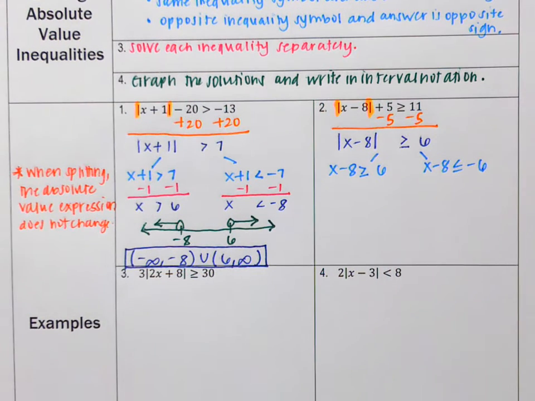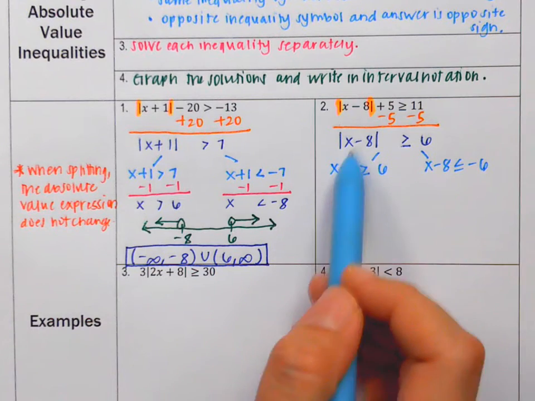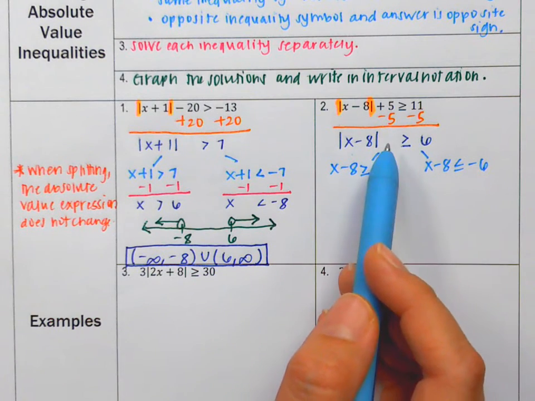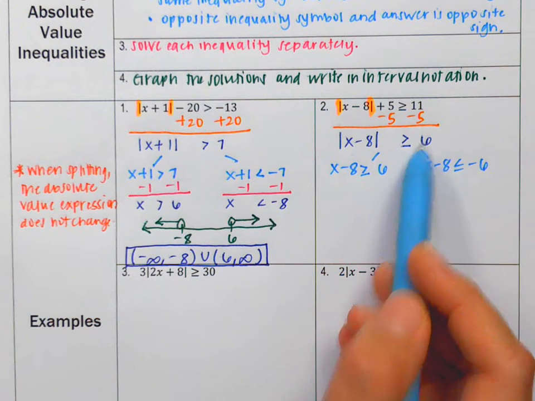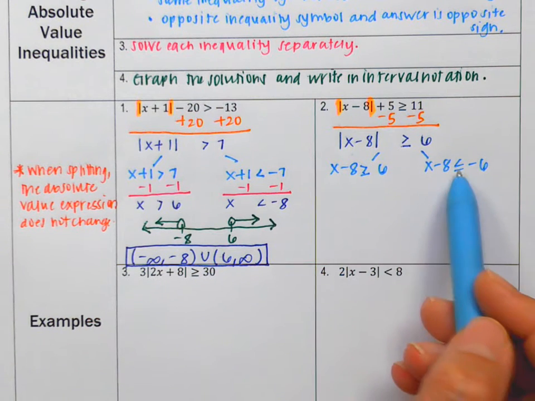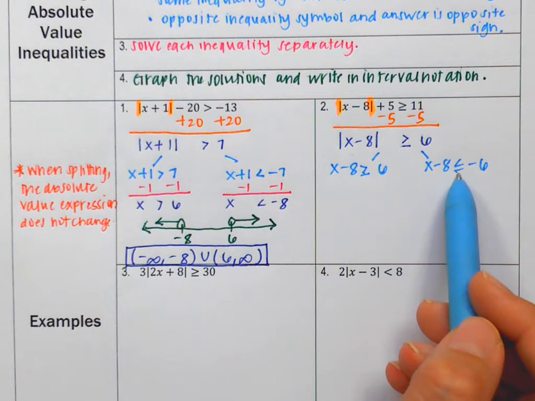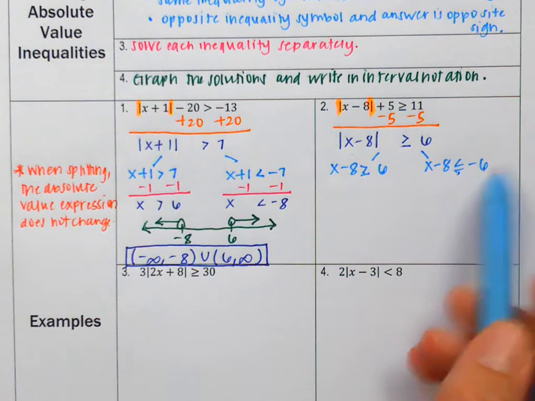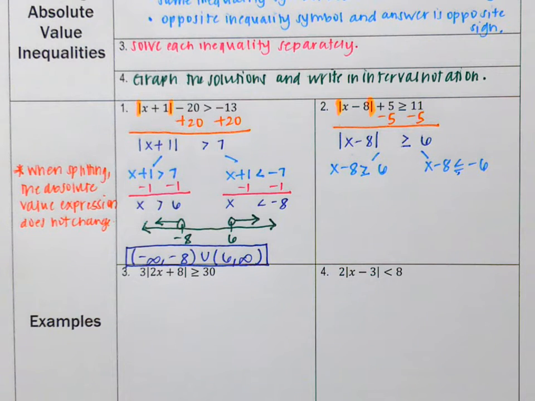Okay, so I split it into 2. Remember the absolute value expression stays the same. X minus 8, same inequality symbol, same sign. So greater than or equal to 6. And then the second one is the opposite inequality symbol, less than or equal to, and the opposite sign, so -6. So then I want you to solve those 2 inequalities separately and then come back and check your work.